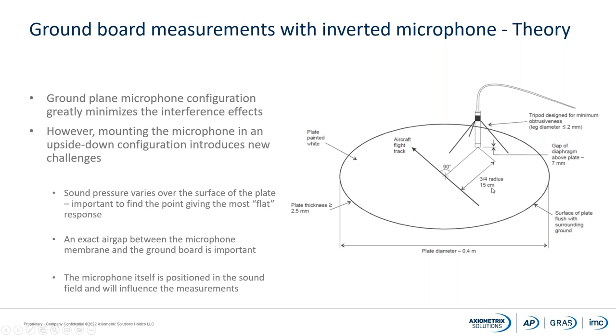at 3/4 radius, which means 15 centimeters from the center. So that is 5 centimeters from the side. It also has to be a very exact air gap between the microphone membrane and the ground board. We have done some measurements showing that, and I'll show you that in a couple of slides. And the microphone itself is now positioned in the sound field, which means that will also influence the measurements. So let's take a look at the first issue.